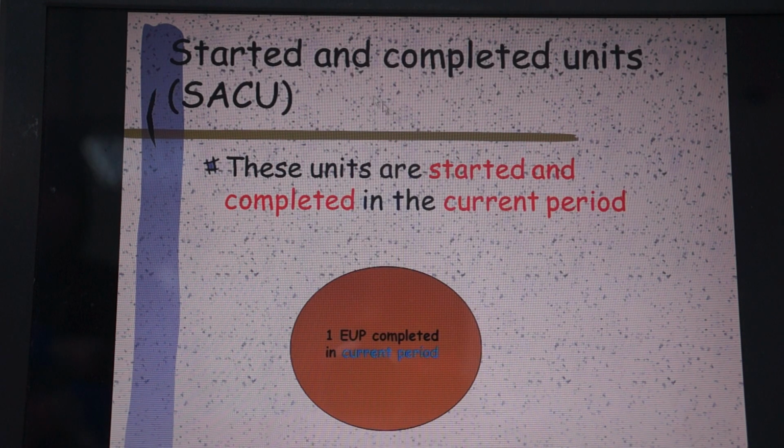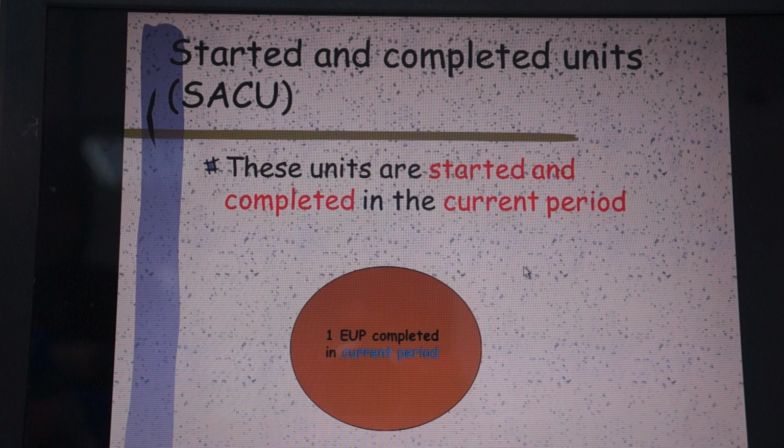Secondly, we have started and completed units. These units are started and completed in the current period. If you refer to the example that I showed you just now, 8,000 units are 100% completed. So in this case, the equivalent unit production is completed in the current period. Once they are started, they are completed in the current period.